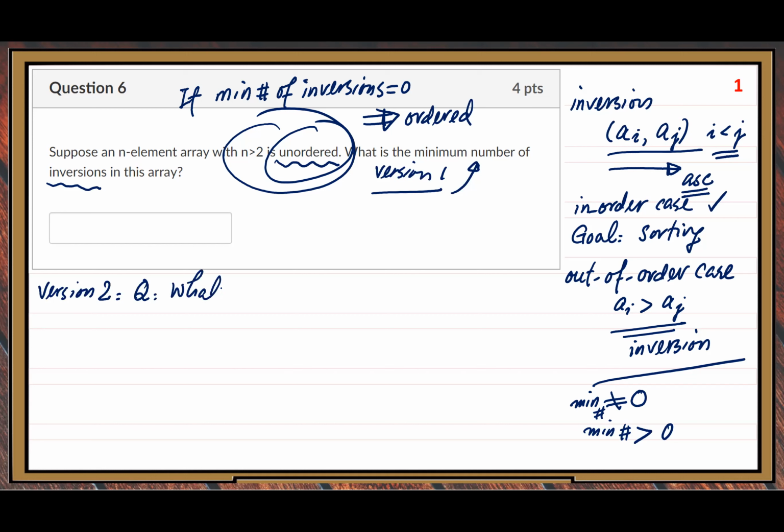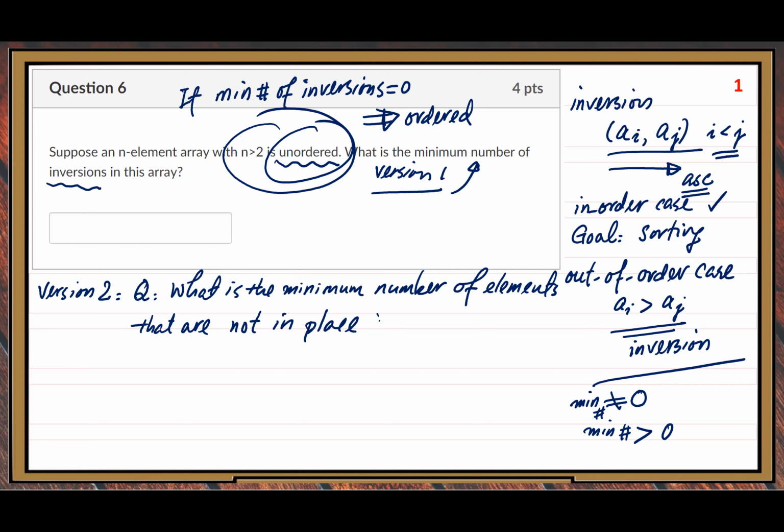What is the minimum number of elements, here not inversions, elements that are not in place? This question, version 2.